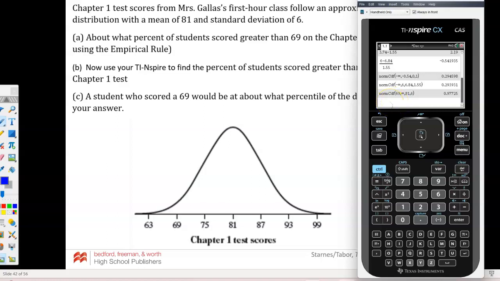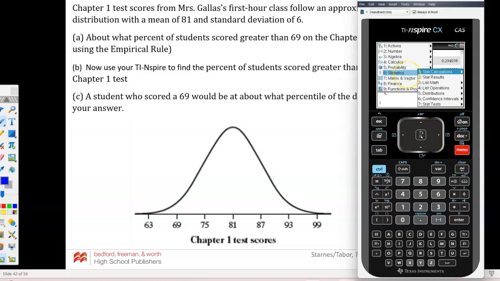Okay, so then we also could have converted, right? So let's try to convert this. So it's good practice for us. So we wanted 69. So 69 minus the mean of 81, all over the standard deviation of 6. Put a decimal, so it gives me a decimal. Oh, it's exactly -2. Wow. So it's exactly -2. So now we know that the z-score is -2 here.